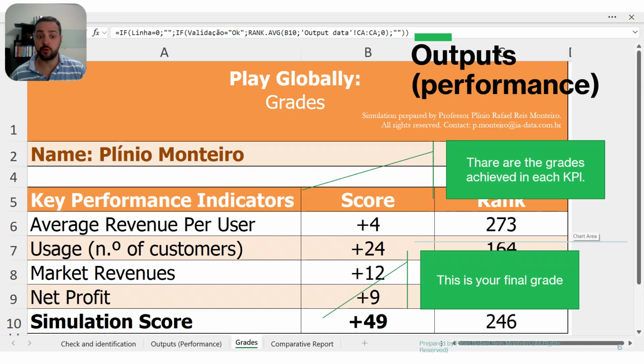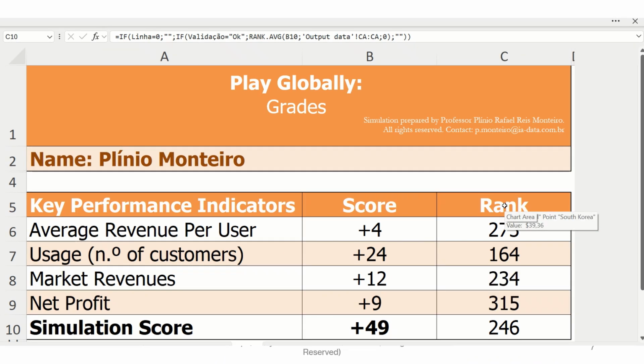Then move to the tab Grades to see the grades that you achieved. In the tab Grades, I can see the results of my scores in each dimension. Based on the KPIs that I presented before, we can know my grades in each dimension. The average revenue per user guarantees me a grade of 4 points. The number of customers, 24 points. Market revenues, 12 points. Net profit, 9 points. When we sum all of these, we have 49 points.